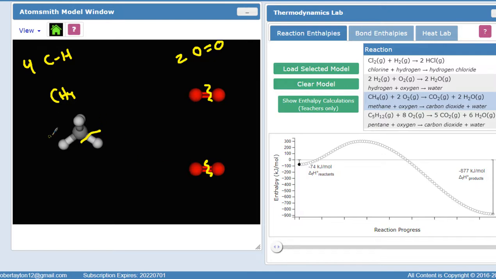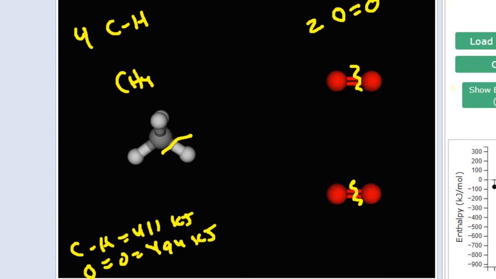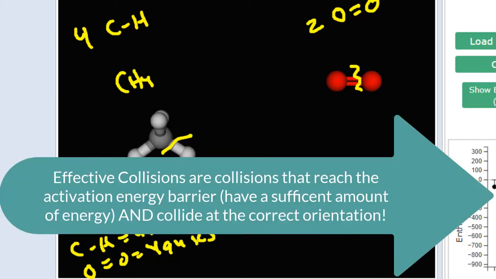And so in our CH bonds, just one CH bond is 411 kilojoules to break one of these. And you can see oxygen-oxygen double bond, to break that is 494 kilojoules, if you remember when we looked at the bond enthalpies. Okay? And so we have to break 4 of these. We have to break 2 of these, don't we? And that's the activation energy going into breaking bonds.